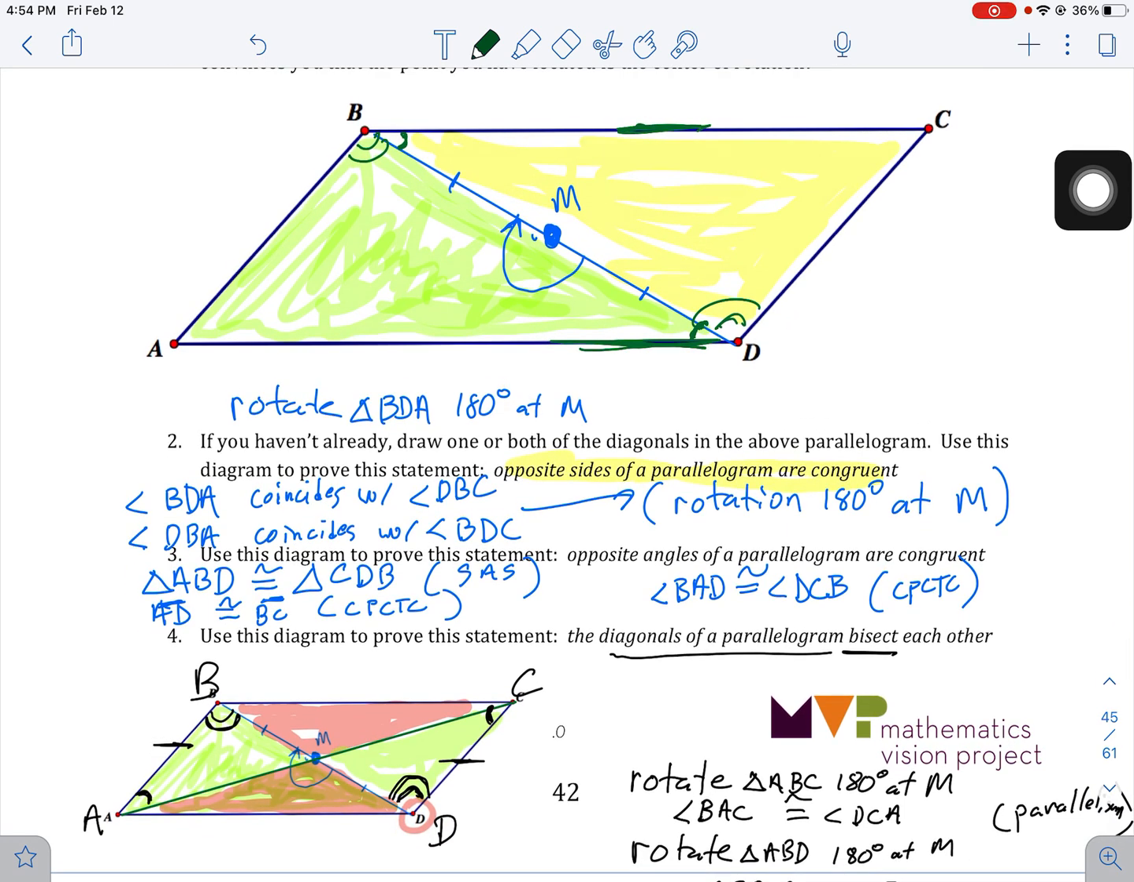Now, we've got congruent angles, and we also have the same side, BD, which is a shared side, so it must be congruent. So therefore, we can say that the two triangles, this ABD in green and the BDC in yellow, must be congruent because of angle side angle. It says side angle side. It should be angle side angle.